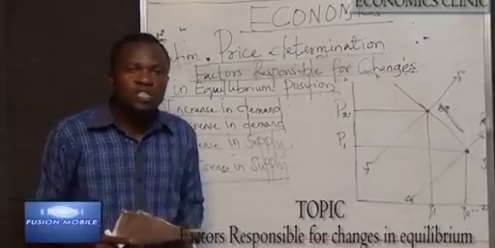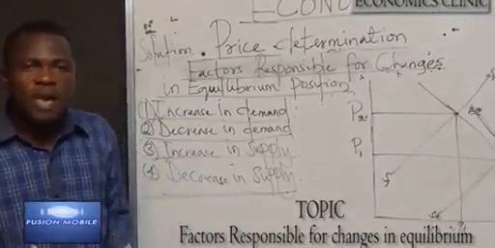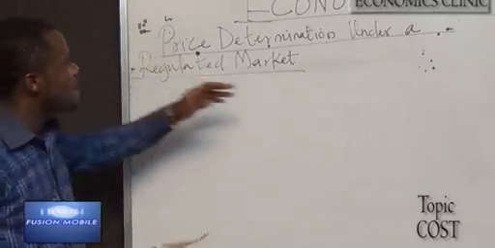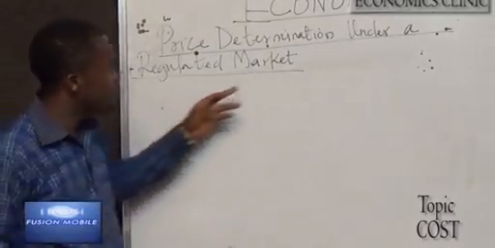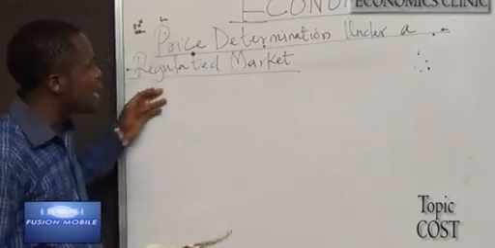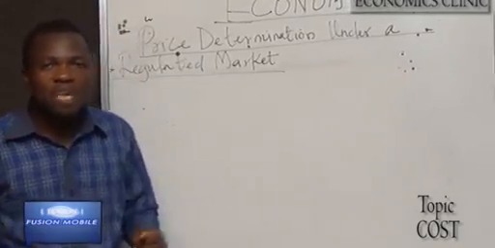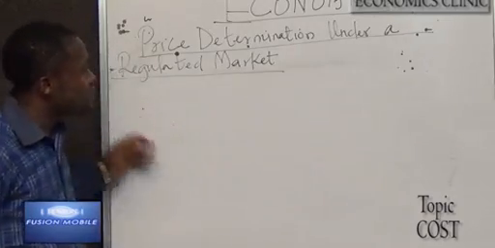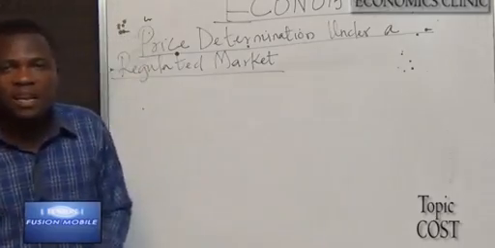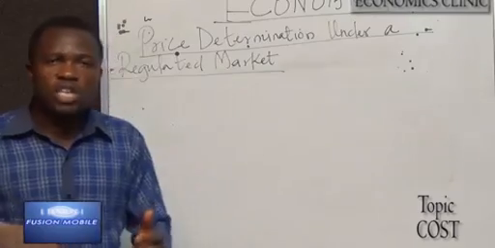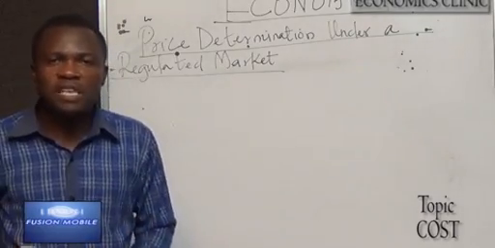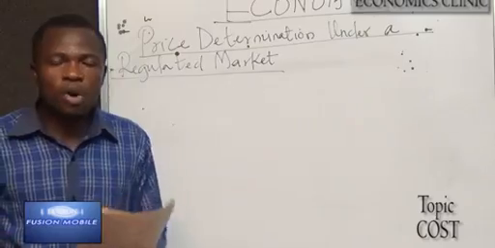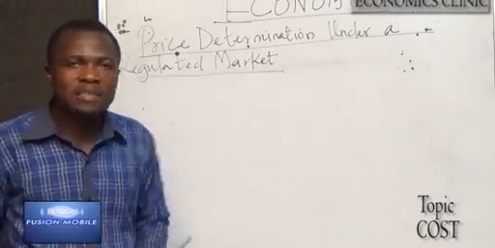Now we move to situations that occur when government fixes price in the economy. Now we move to price determination under a regulated market. By regulated market, we mean where government determines price. Price determination under a regulated market can also be referred to as price legislation. This is a situation where the price of goods and services are determined by government. This could either be minimum or maximum price legislation.